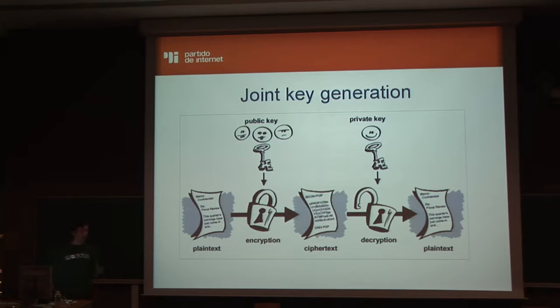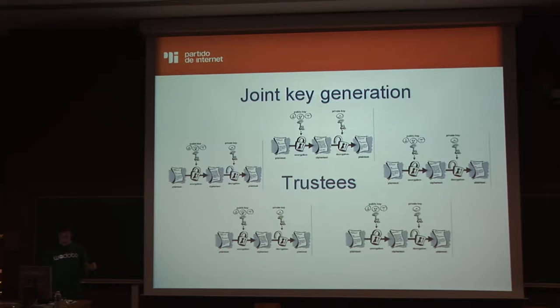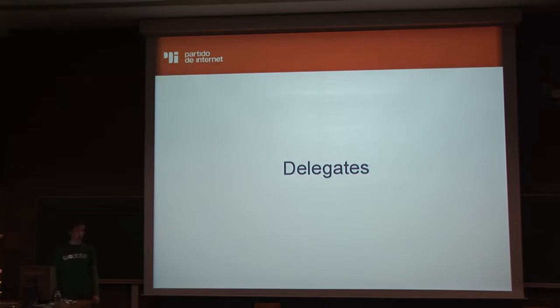Then for voting, we need to generate a joint key. Each of these trustees generates a public and a private key, and afterwards they publish the public key in the bulletin board. We're using the Helios voting system for this. Helios is made by Ben Adida and his colleagues at Harvard. He's a cryptographer.